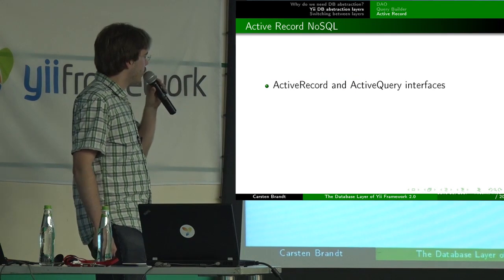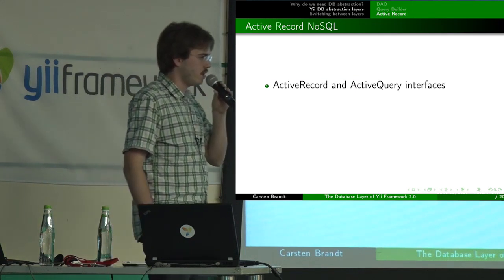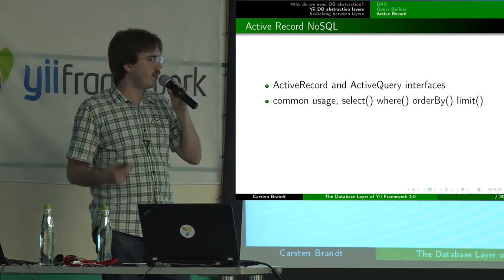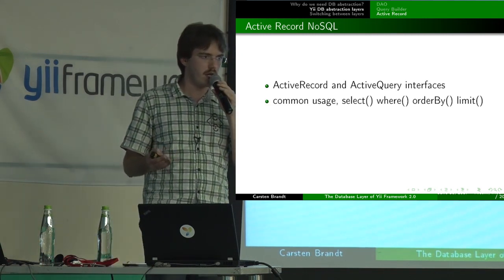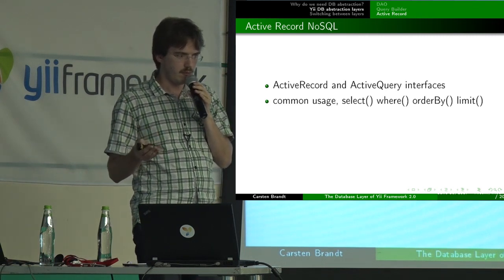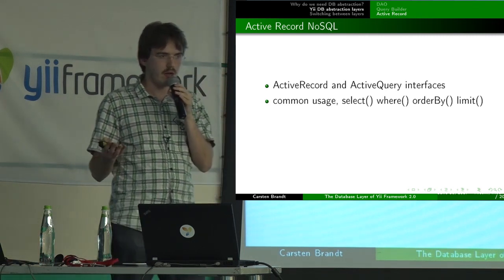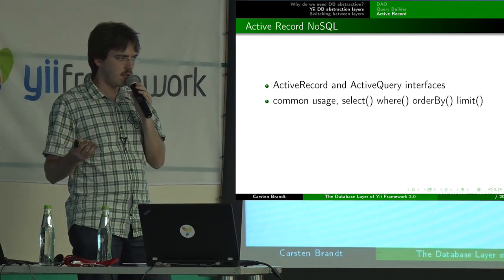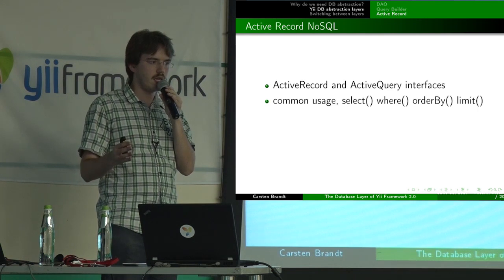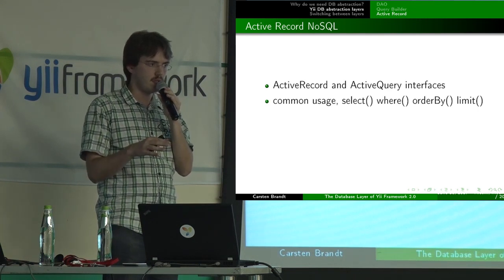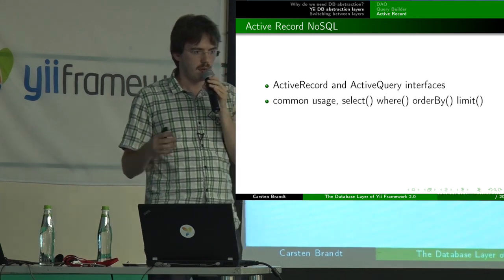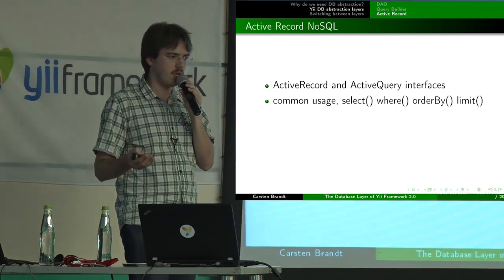Yeah, we've created ActiveRecord and ActiveQuery interfaces for this, and the interface shares common things. They are named like the SQL syntax. For example, we do select, where, order by, or limit, and on the SQL DBMS, these will be just translated to normal SQL queries as you expected. And on other NoSQL databases, these will be translated into the syntax of the NoSQL database.